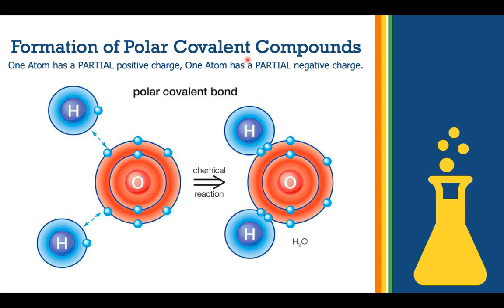The formation of polar covalent compounds. So one atom has a partial positive charge and one atom has a partial negative charge. This is a polar covalent bond. See that there are arrows going both ways. The notation of the arrows going both ways between these two atoms indicates that there is an equal pull, okay? But remember that there is partial negative and partial positive. So the hydrogens here are going to be partially positive, and the oxygen here is going to be partially negative.